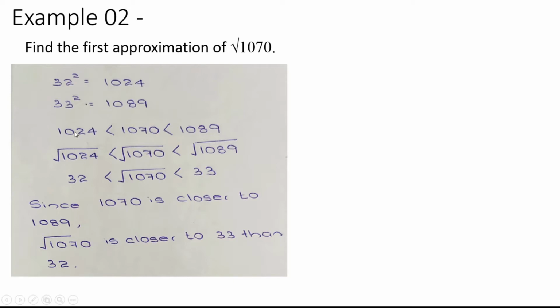Then, let us write it like this. The square root of 1024 is 32 and the square root of 1089 is 33. The square root of 1070 lies between 32 and 33. To make it easy, 1070 is closer to 1089 than to 1024. So, you can find the square values of the numbers from 32.5 onward.